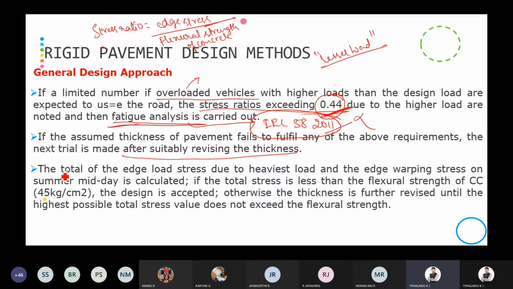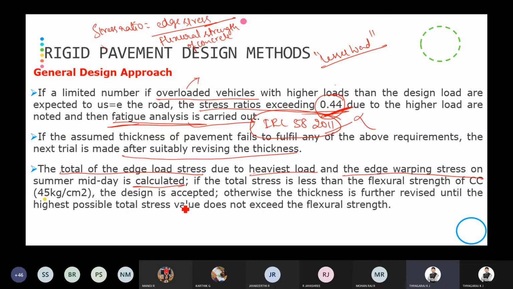Then the total of the edge load stress due to heaviest load and the edge warping stress on summer midday is calculated. Usually the summer midday will be considered as the critical combination of stresses. In the summer season afternoon time, the stresses are maximum in rigid pavement. That's why we are going to consider that.